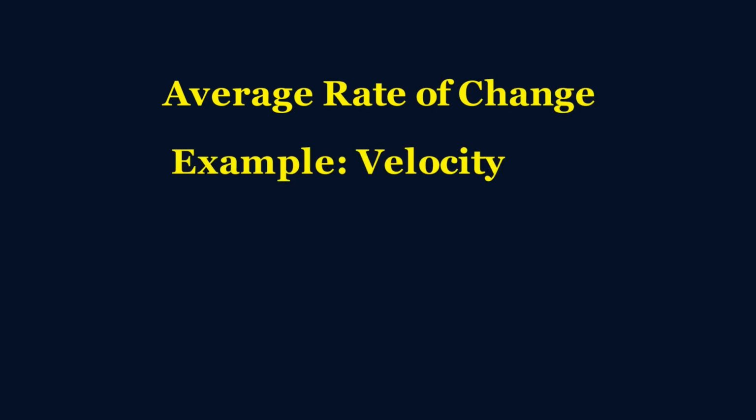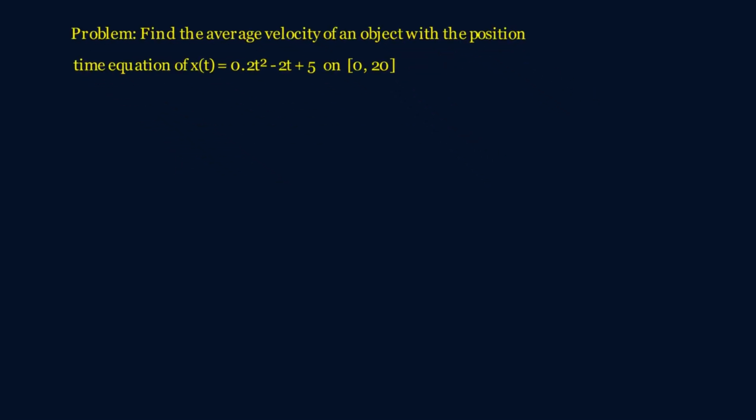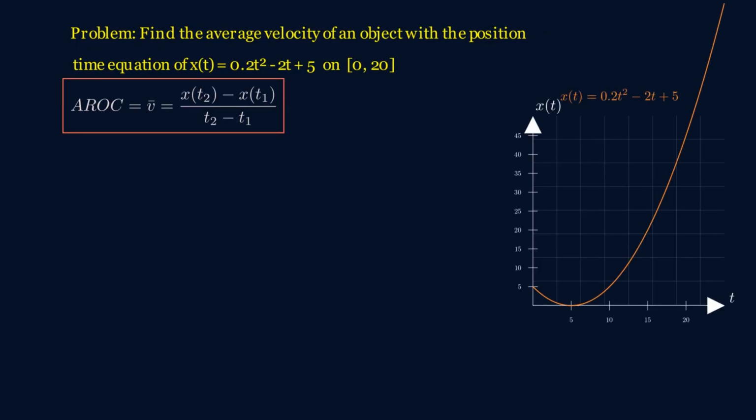We're going to find the average velocity of a moving object. The position of the object at any time t is given by x of t equals 0.2 t squared minus 2t plus 5. And we want the average velocity between t equals 0 and t equals 20 seconds. Remember, average velocity is just the average rate of change of position with respect to time.